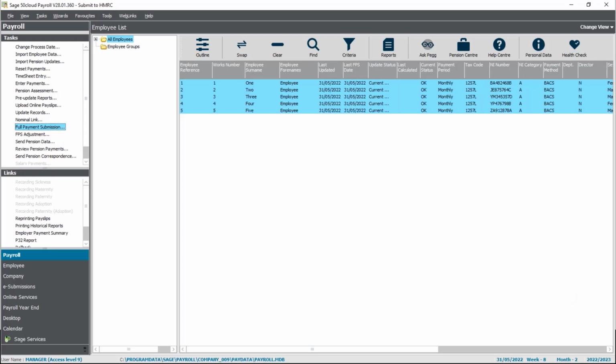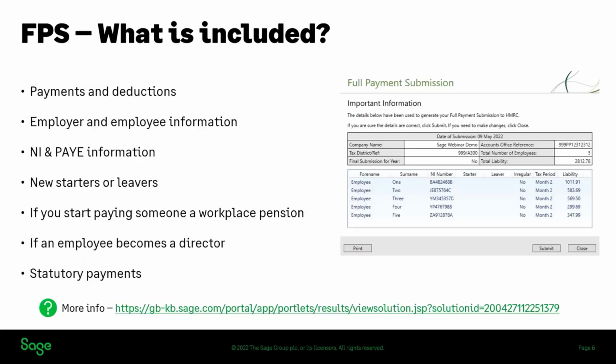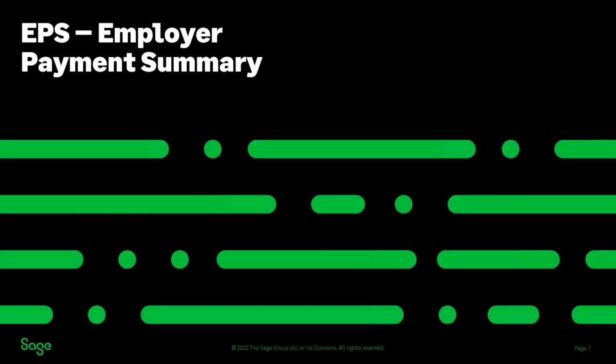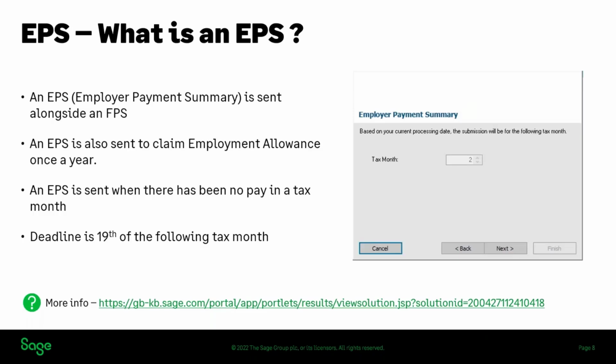Right, back to the presentation. So that's an FPS, and that is how you would submit your full payment submission across to HMRC. So now what we're going to be doing is looking at the next submission, which is your employer payment summary, or EPS as it's otherwise known.